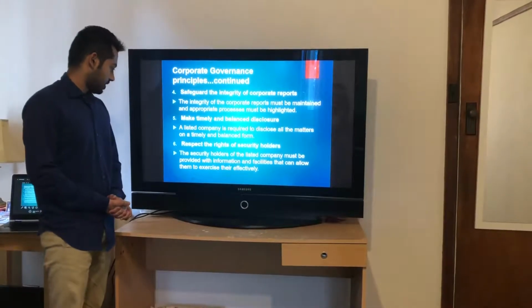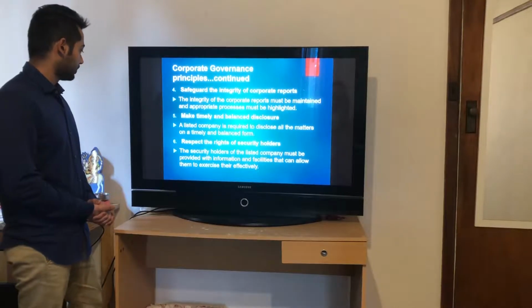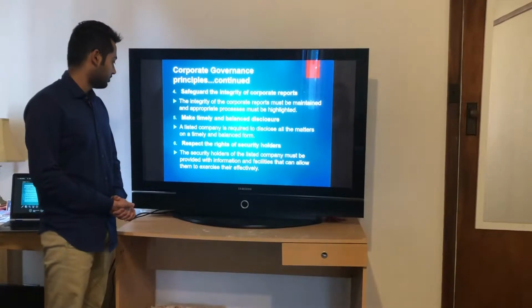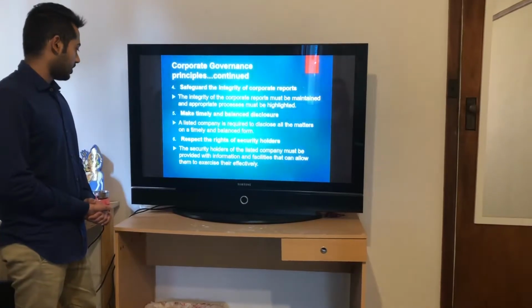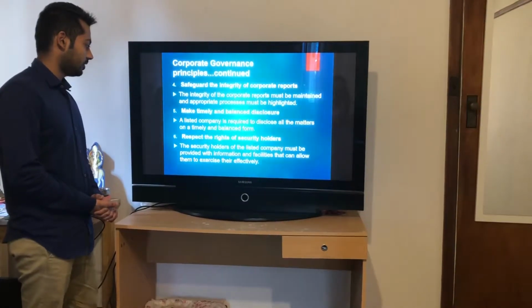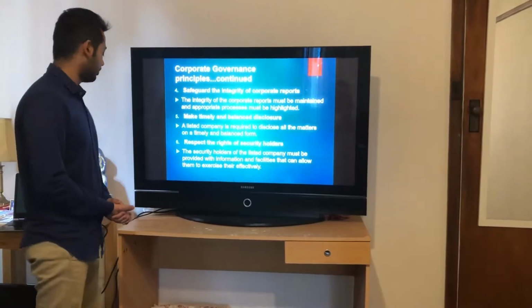And the next one is about respecting the rights of security holders. The security holders of the listed company must be provided with the information and facilities that allow them to exercise their rights effectively. The next slide will be discussed by my other group members.